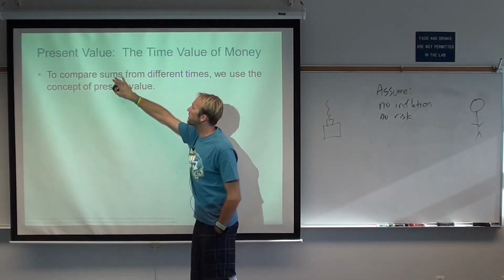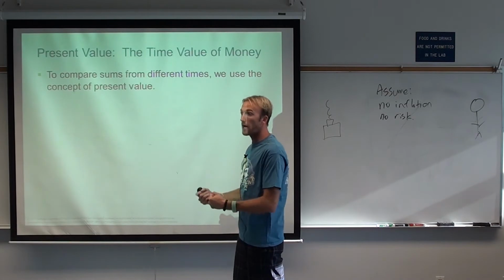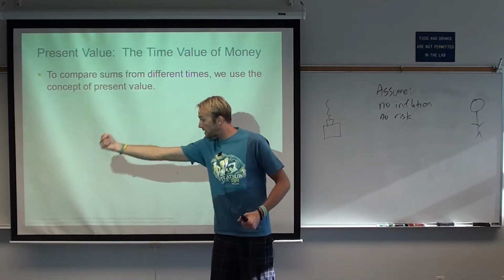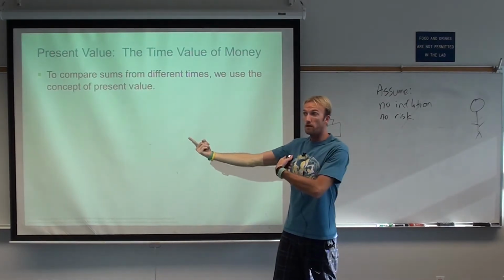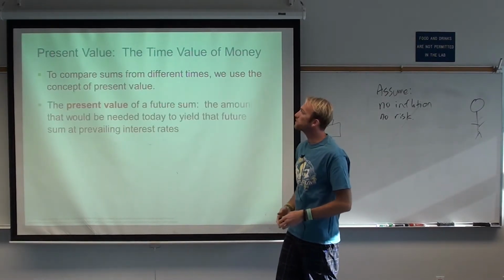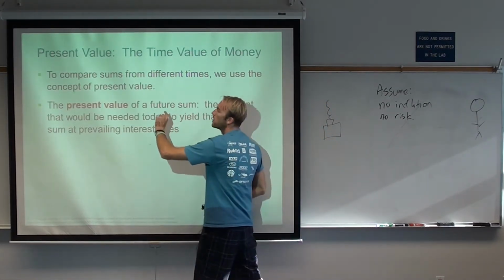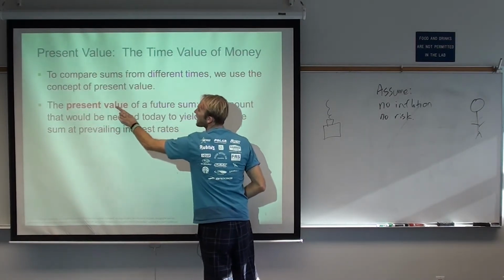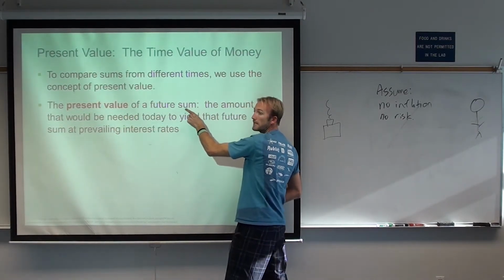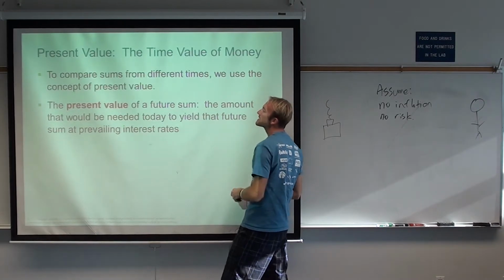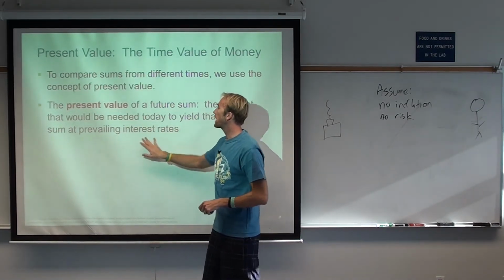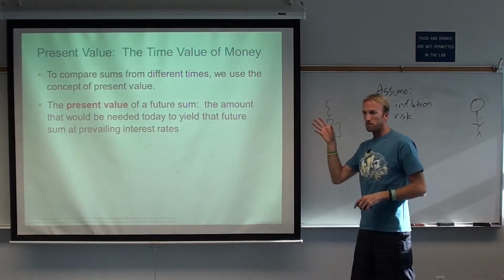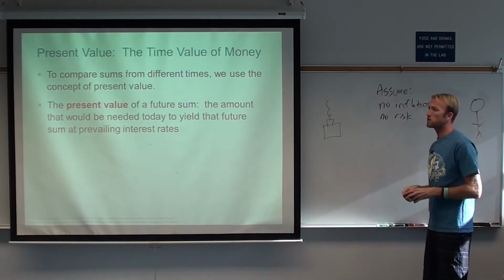So if we're going to compare 2 quantities of money at different times, right? The quantity of money I'm giving to the investor and the quantity of money he's going to give back to me, that's 2 different times, right? Because it's going to be sometime in the future, we have to develop present value. Okay, so the present value of a future sum of money is the amount that would be needed today to yield that future sum at the prevailing interest rate, or whatever the interest rate is right now.